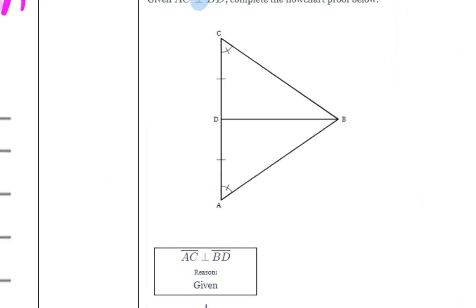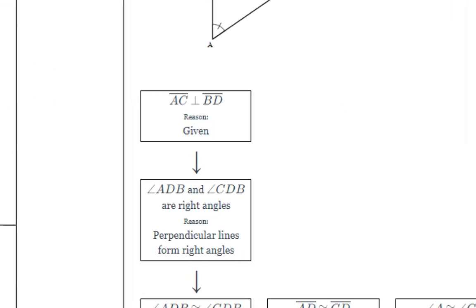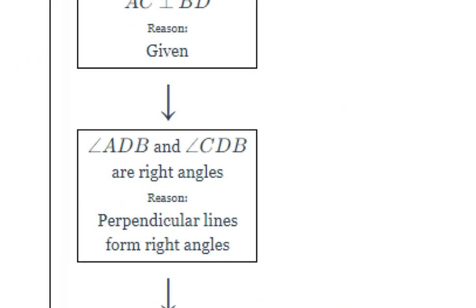That's the first part. If AC is perpendicular to BD, that's because it's given, right? Then we also know this, right? I'm going to go ahead and give you this one, okay? We know that ADB and CDB are right angles.